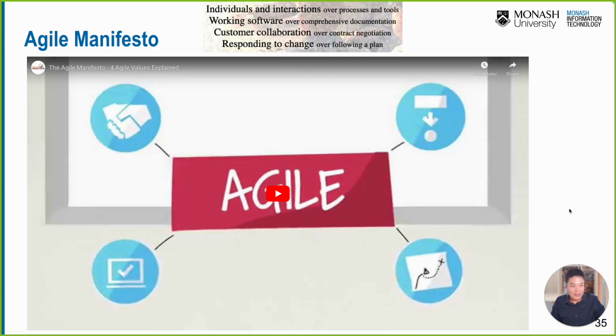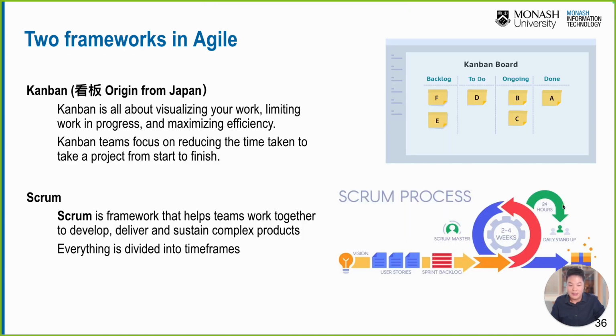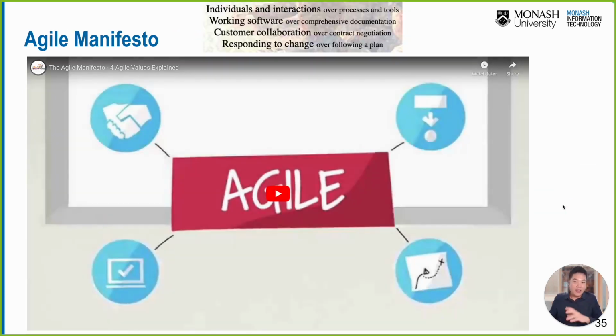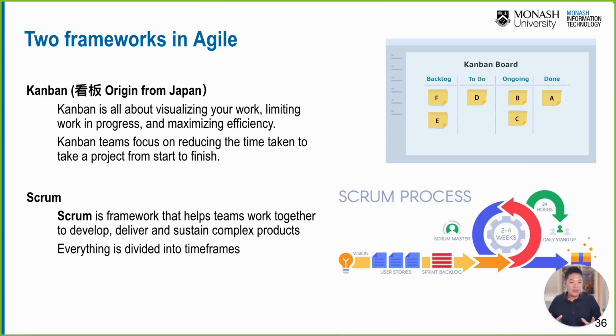Okay, thank you. Well done. And these are the Agile Manifesto, the Agile values, right? And to implement the Agile methodology, there are 2 frameworks that are most popular at the moment. The first one is Kanban, and the second one is Scrum. So I'm going to explain the difference between Kanban and Scrum.